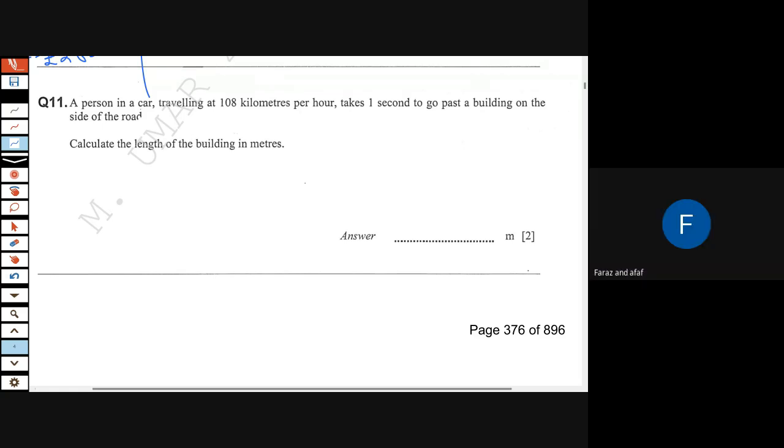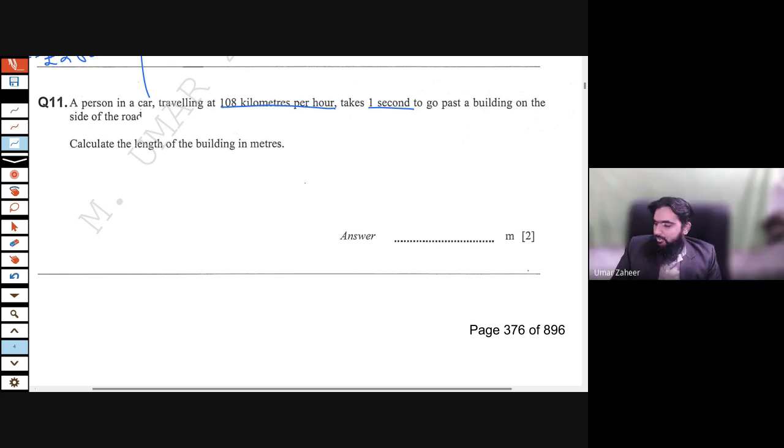Read question number 11 and tell me how we can do this one. A person traveling at 108 kilometers per hour takes 1 second to go past a building on the side of the road. Calculate the length of the building in meters. Oh, this question is totally different. Any idea?